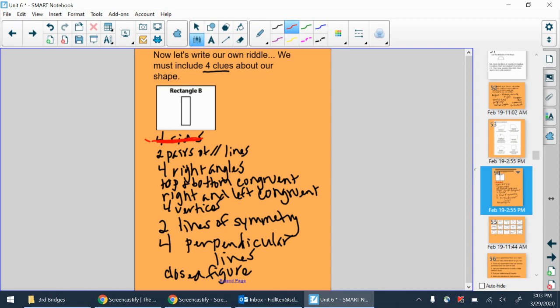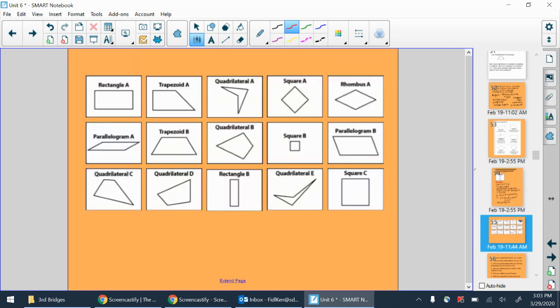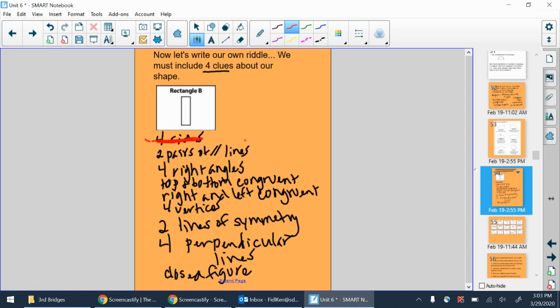Now, 2 pairs of parallel lines. That applies to some of my shapes. Like I'm noticing rectangle A has 2 pairs. Square A has 2 pairs. This has 2, 2, 2, 2, 2, 2. So let's see, 1, 2, 3, 4, 5, 6, 7, 8 of the shapes have 2 pairs of parallel lines. So that's about half of them. So that would narrow down a little bit, but it's not super specific. I really like that clue. I'm going to circle that one, because I'm going to put that in my riddle somewhere.